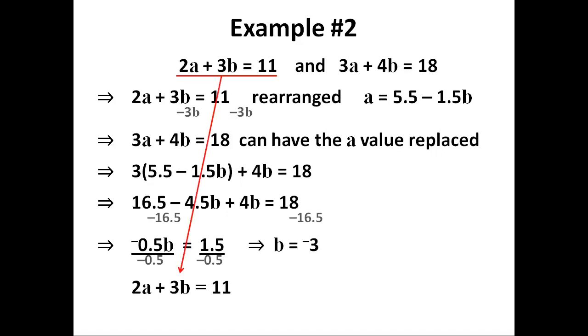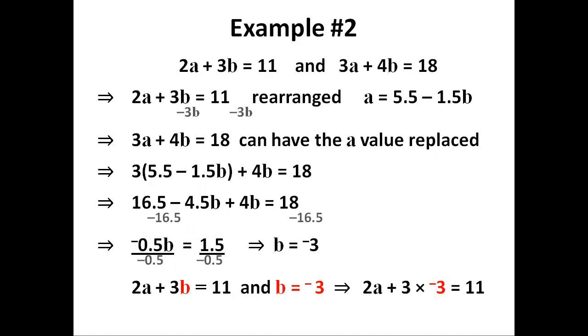I take one of the original equations, I substitute my known value of b in. That means that 2a plus minus 9 equals 11. Quickly work out that a is equal to 10, and there's my solutions. a is equal to 10 and b is equal to minus 3. These are the only two values that make both of these equations true. 2 times 10 plus 3 times minus 3 is 11. 3 times 10 plus 4 times minus 3 is 18.